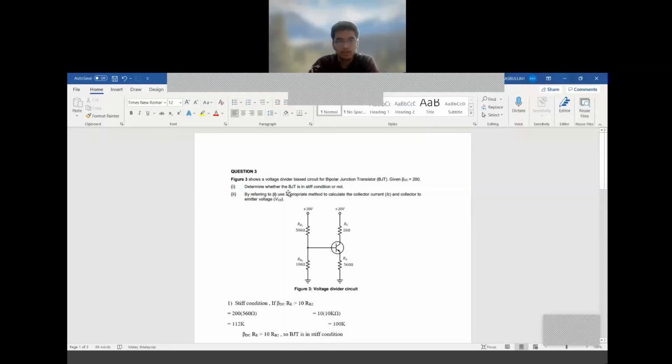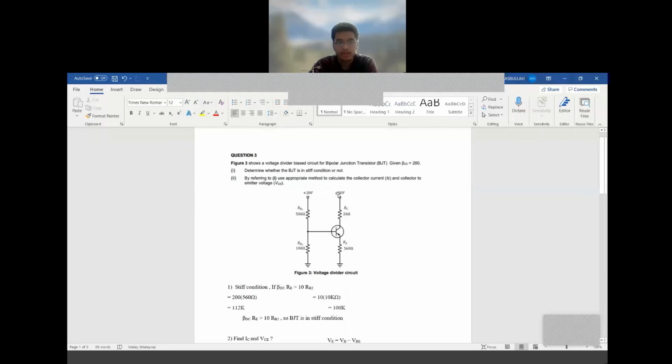Now we will continue to question 3. Figure 3 shows a voltage divider bias circuit for bipolar junction transistor. Given DC gain is 200, the first question is to determine whether the BJT is in stiff condition or not.